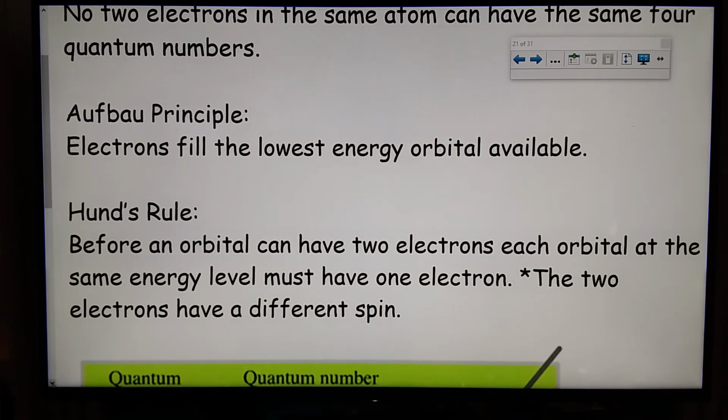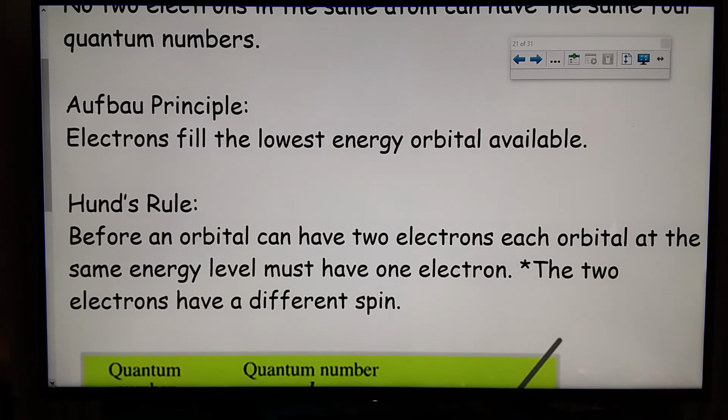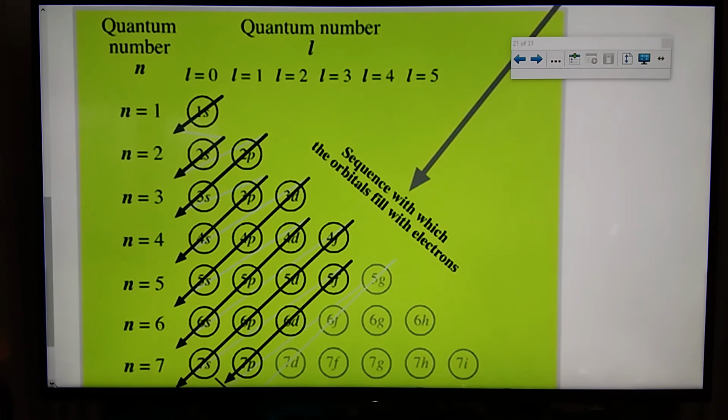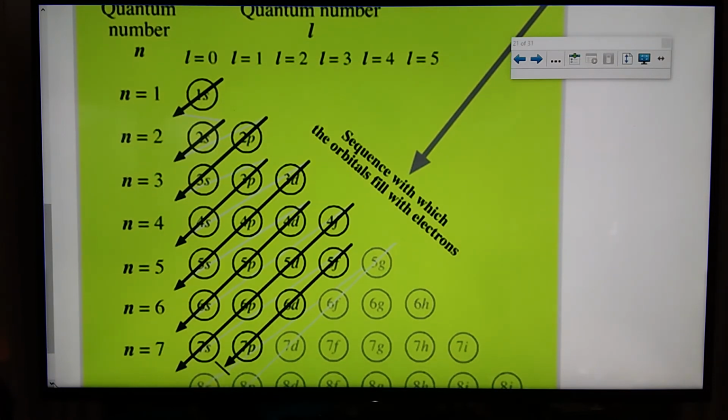To copy them, all you have to do is pause and see it. I have another video attached to this, which shows you the order in which you fill the electron shells. So there you go.